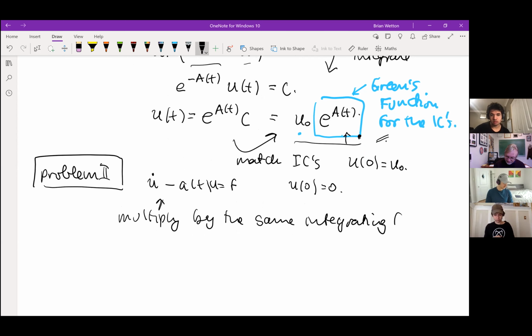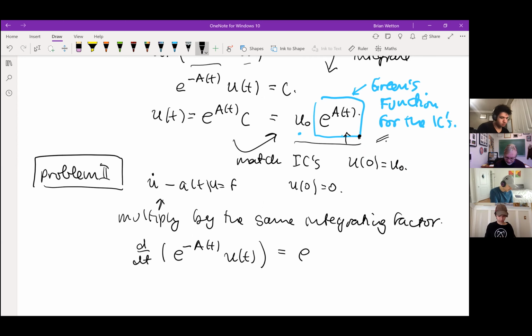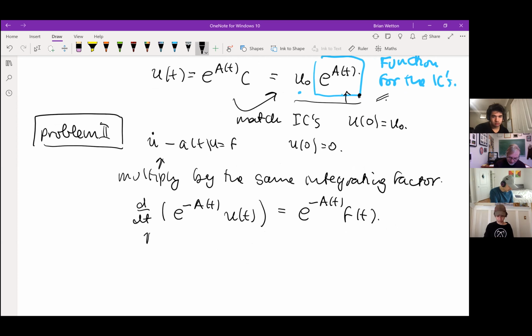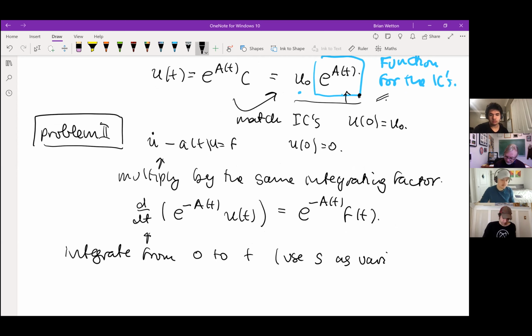And do some of the same work that I did before. So I'm going to get the time derivative of e to the minus a of t u of t. And now I've got something on the right-hand side though. Okay, and then I'm going to integrate this from 0 to t, and I'll use the s as a variable of integration.